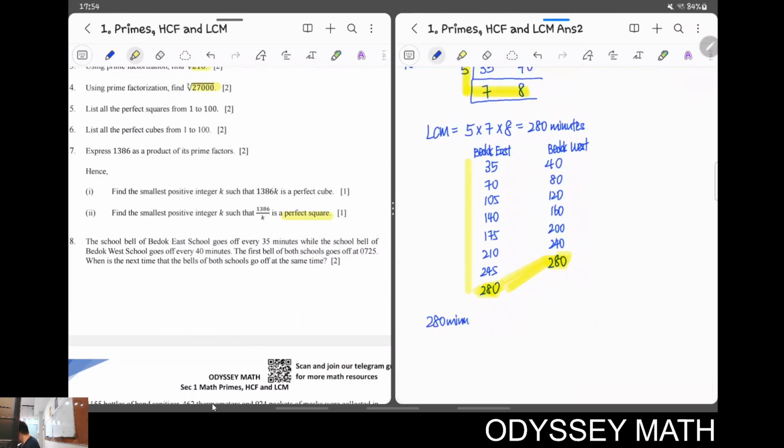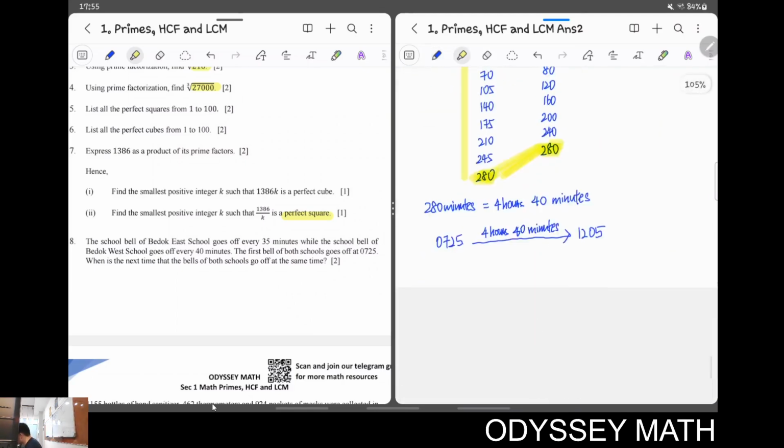We need to convert it to hours. So it will be 4 hours, 40 minutes. Okay, 1 hour is 60 minutes, by the way. So since the first bell of both schools goes off at 0725, 4 hours, 40 minutes later, okay, you will try on your own to do this. Hopefully you can. It's 1205. That will be the next time that the bells of both schools go off at the same time.